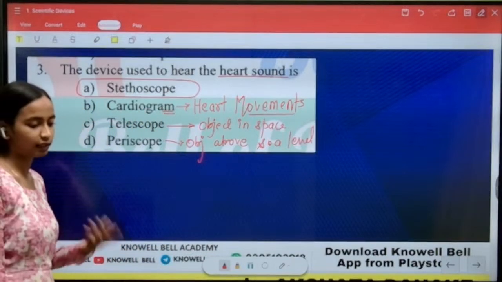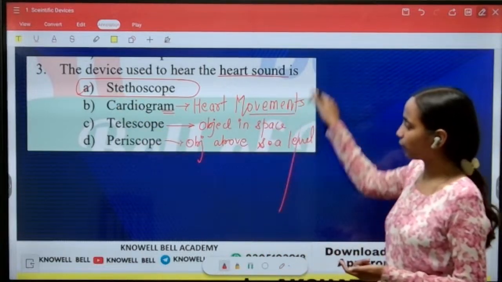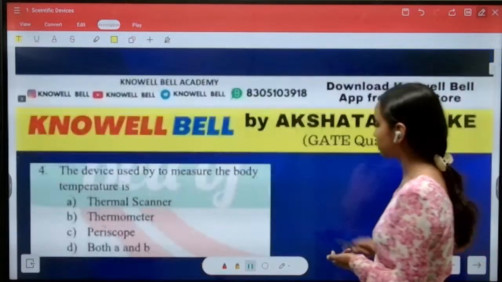So what will be the correct answer? The right answer is going to be option A, that is stethoscope. Coming to the next question. Okay. Next is the question number 4.